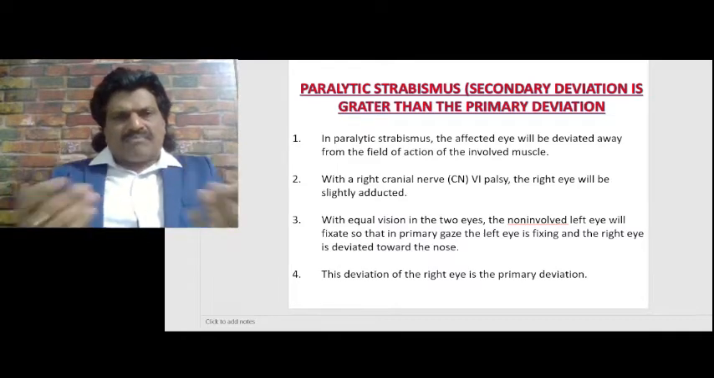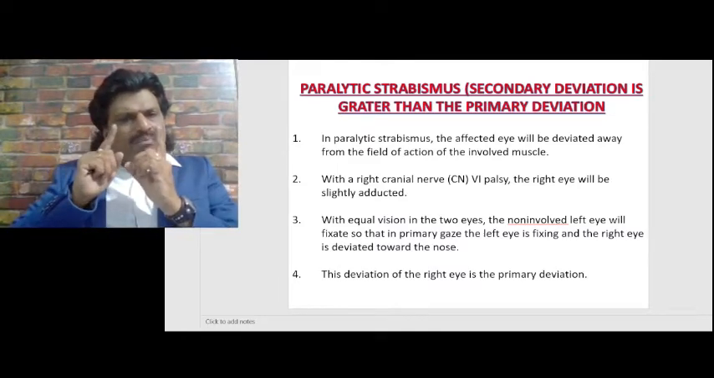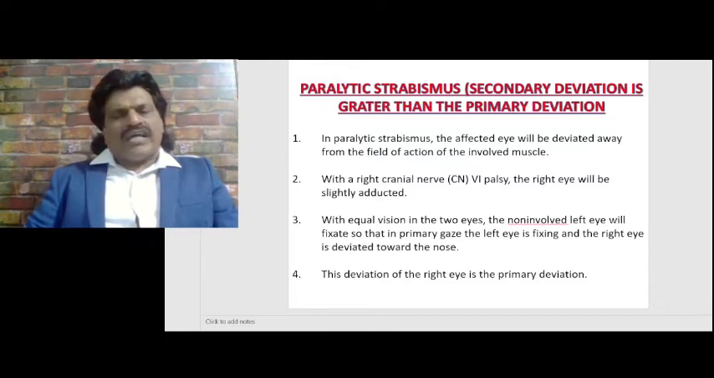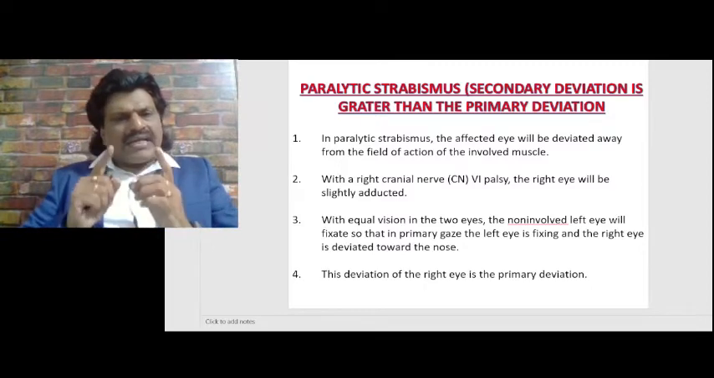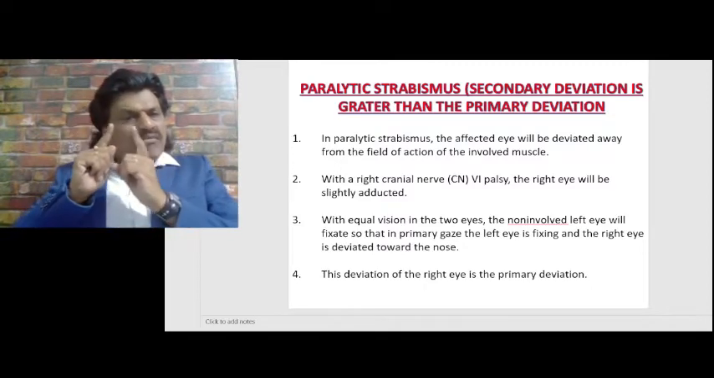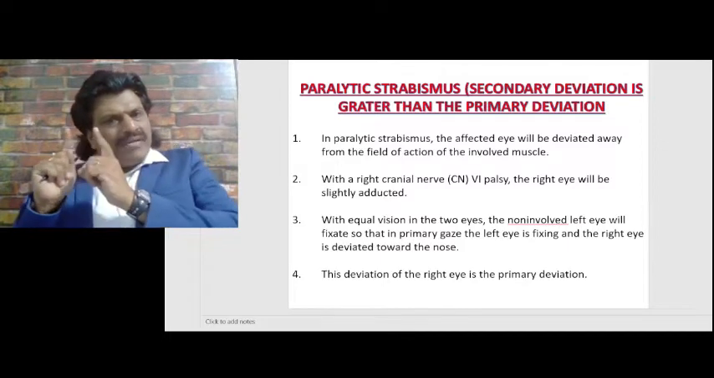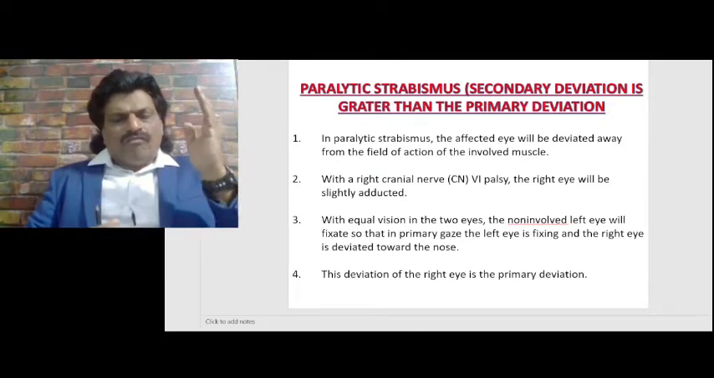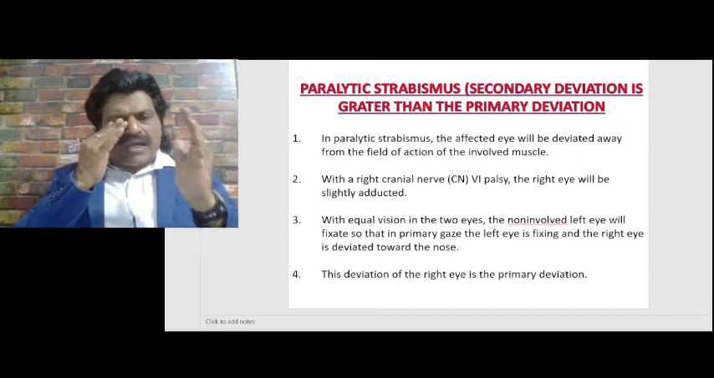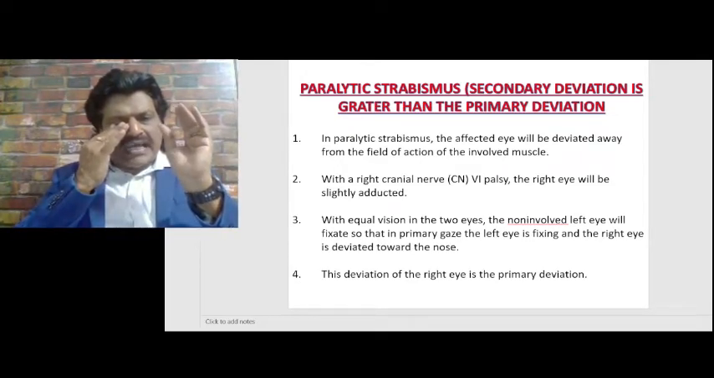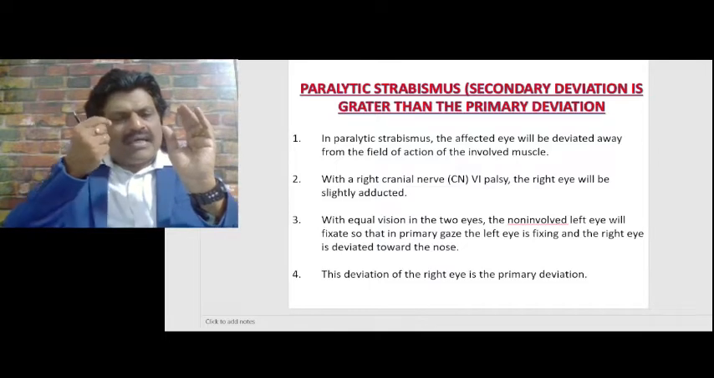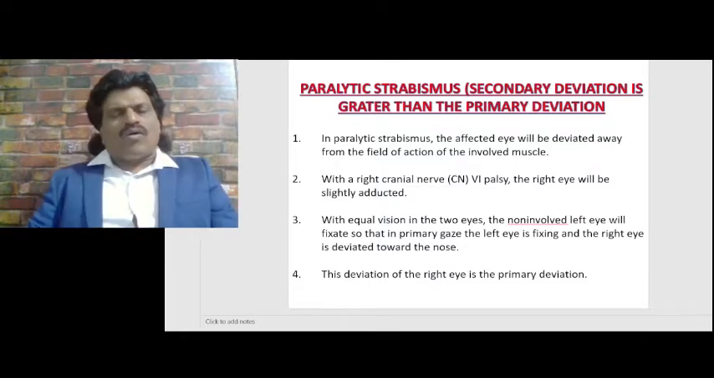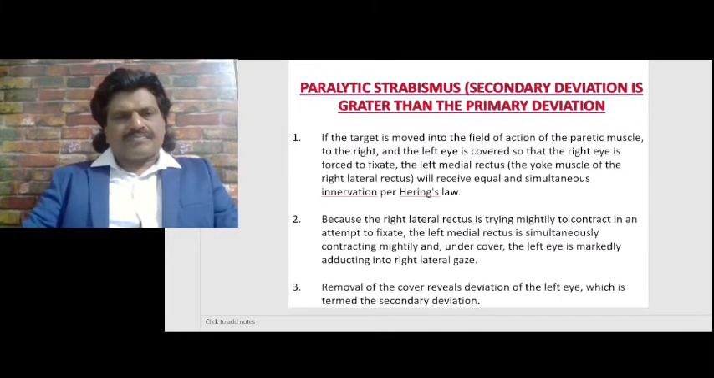In paralytic strabismus, the affected eye will be deviated from the field of vision of the involved muscle. With a right cranial nerve 6th nerve palsy, the right eye cannot abduct, so it will be adducted. With equal vision in the two eyes, the non-involved left eye will fixate. So in primary gaze, the left eye is fixating and the right eye is deviated towards the nose. This deviation of the right eye is called the primary deviation.